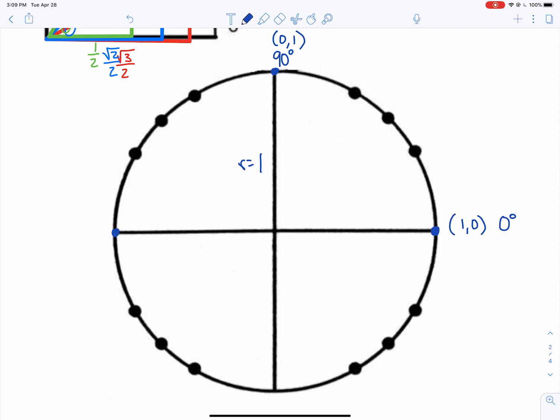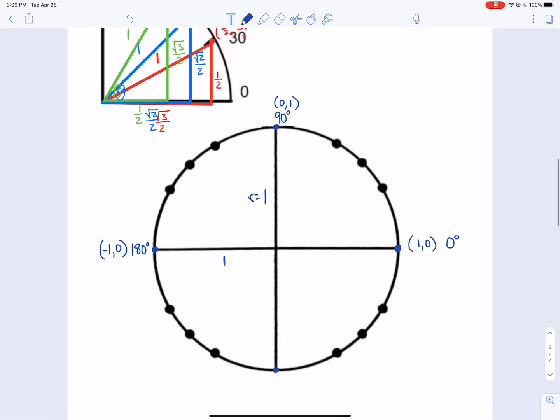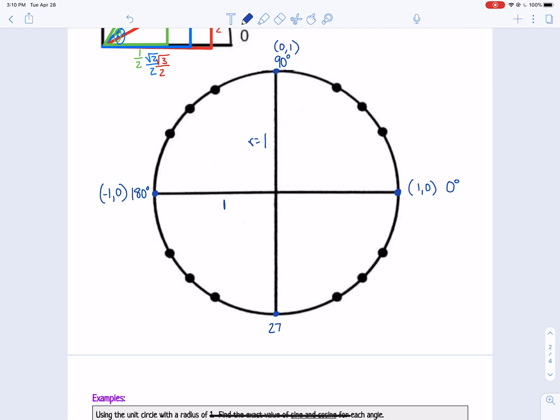Let's go 90 degrees more. So this is 180 degrees now. Notice the radius is still equal to 1, but now we went to the left 1. So we went -1, 0 to get to 180 degrees. And then we can fill in the third major quadrant, or like quarter of our unit circle, which is 270 degrees. And then we went down 1, so we would have gone neither left or right, but down 1. Okay, so those are the major 4 points. Let me just add in that 0 is also equal to 360 degrees.